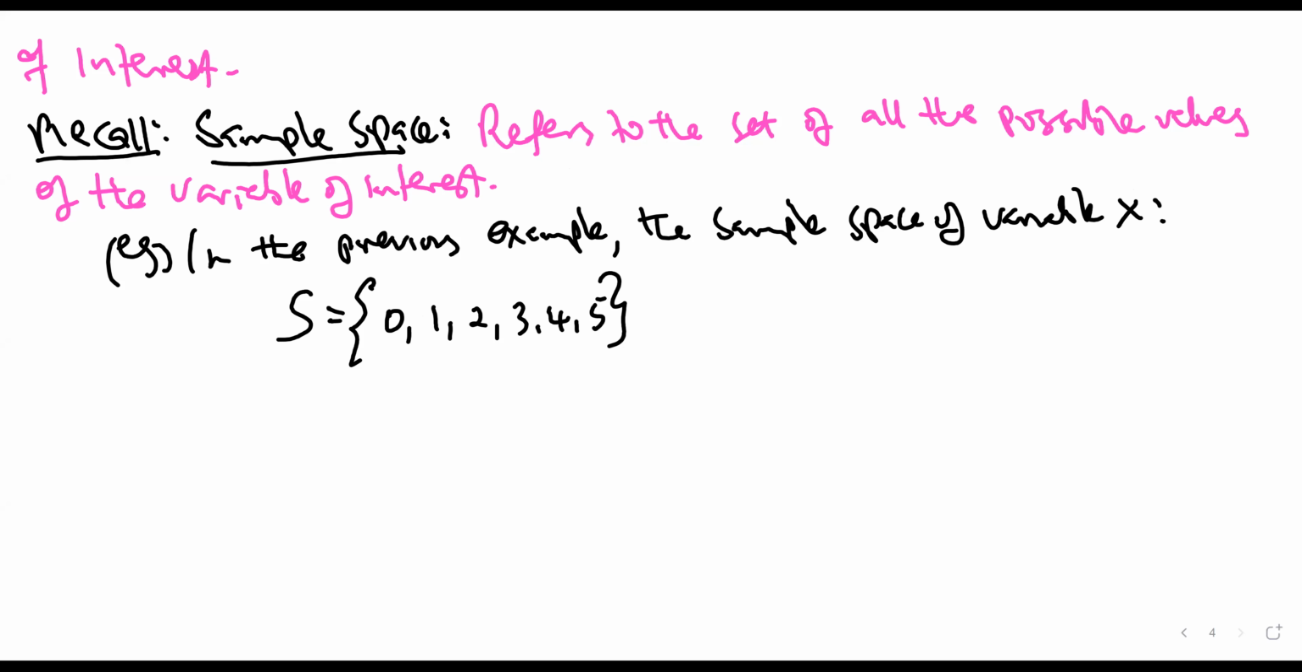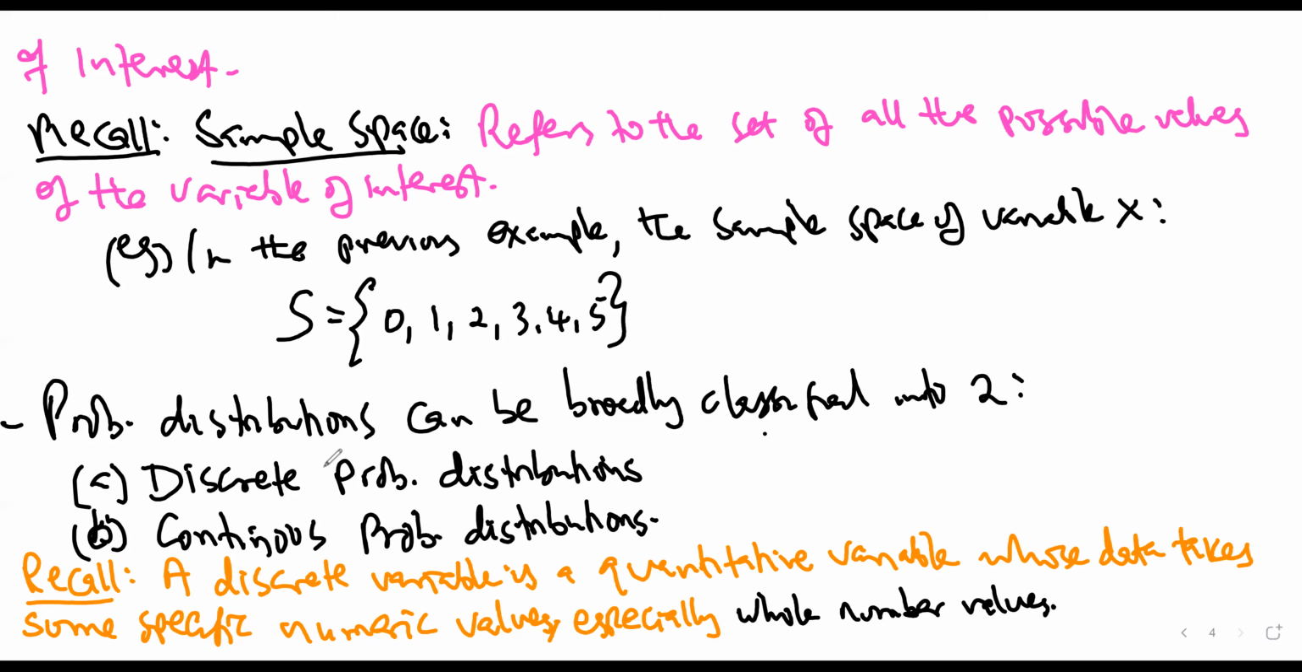Then we can continue by saying that probability distributions can be broadly classified into two. So before we look at the definition of each of these two types of probability distributions, let's recall the definition of a discrete variable and also a continuous variable. And we say that a discrete variable is a quantitative variable whose data takes some specific numeric values. And in most of the cases, discrete variables take whole number values, but not all the times.